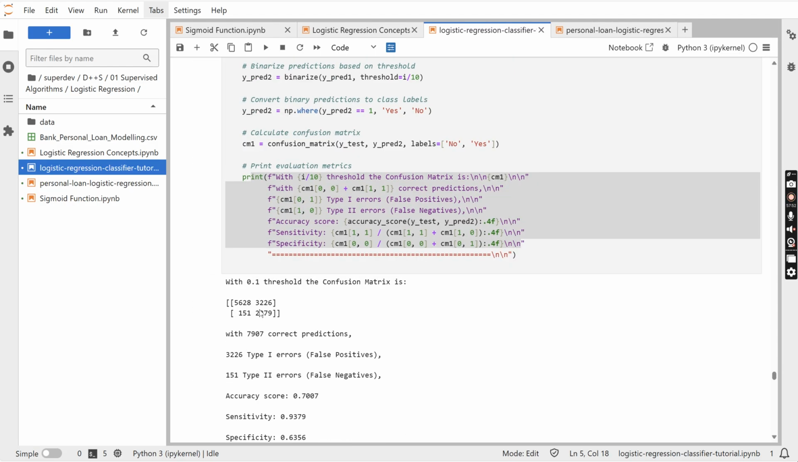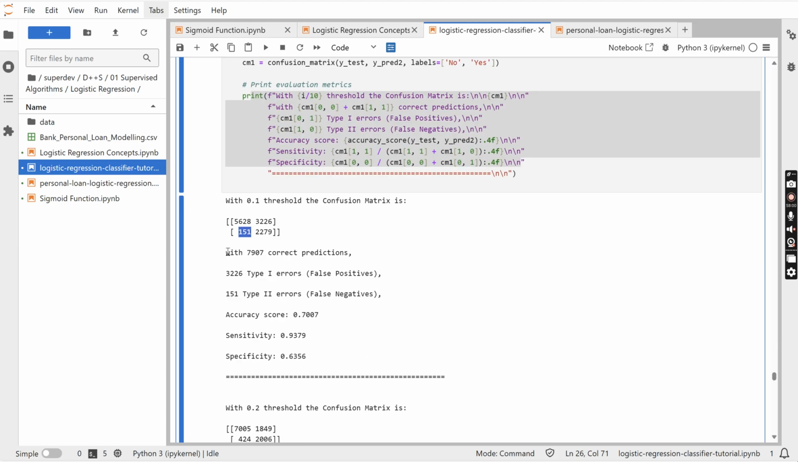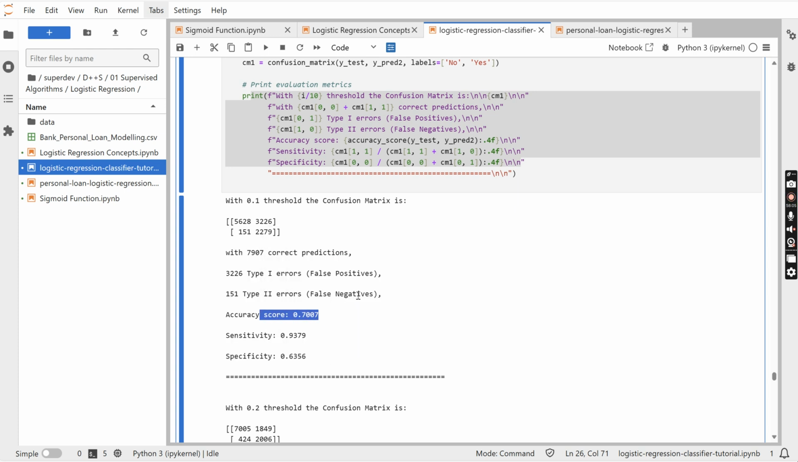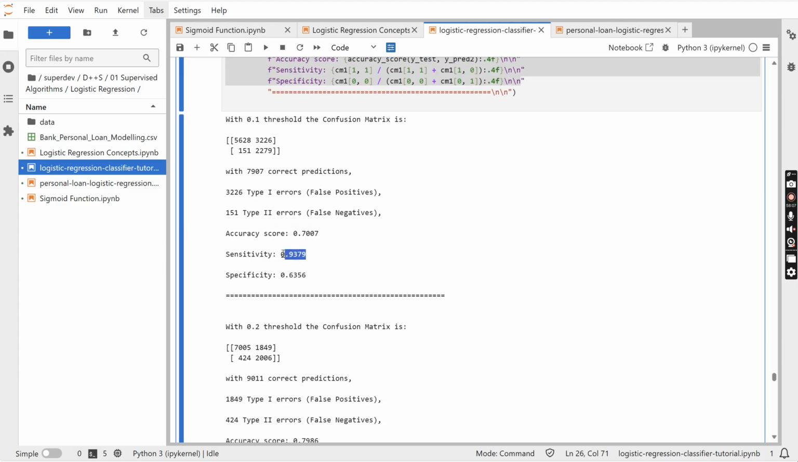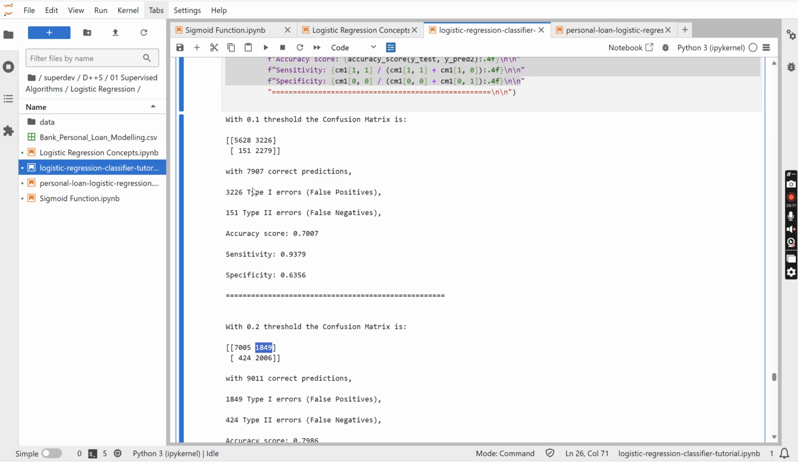What we are trying to measure is, if we set the threshold at 0.1, you can see the false positives are increasing and the false negatives are decreased. Notice the accuracy has also taken a hit. Sensitivity and specificity have changed. And notice for the 0.2 threshold, these things are decreasing. Compare this with the one above.